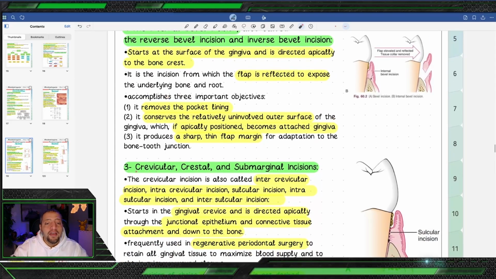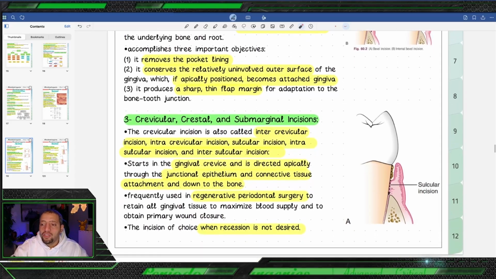Okay, crevicular or sulcular, crestal, and submarginal incision. So in this technique, we are not going to go apical, or we are not going to go coronal, we are going to go horizontal. Sulcular incision is also called crevicular incision, intracrevicular incision, intrasulcular incision, intersulcular incision. So you will see these different names. You can see it in some surgeries.